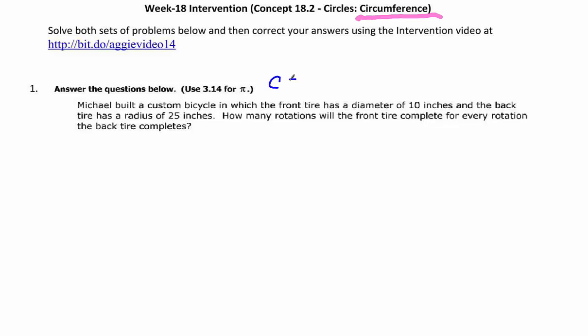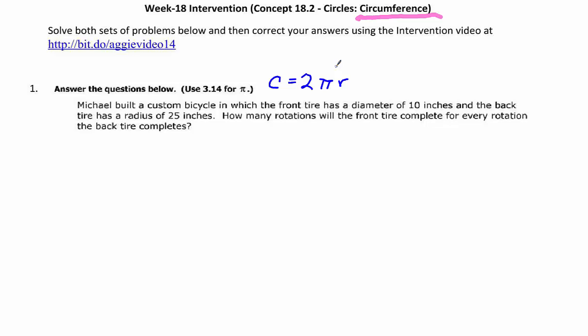The formula for circumference is equal to 2 times, and I don't really need to put the times sign there, 2 times pi times radius. So since I know what 2 is and I know what pi is, to solve this, I need to figure out what the radius is.